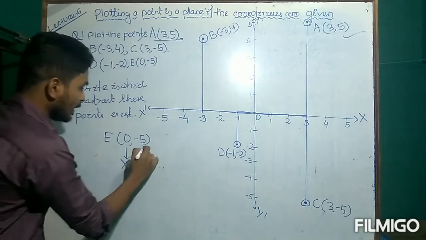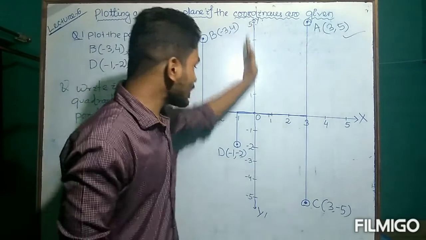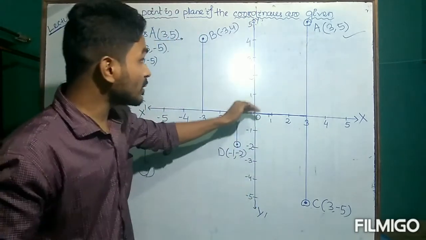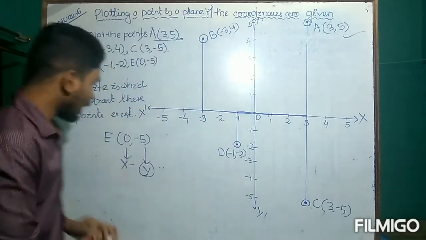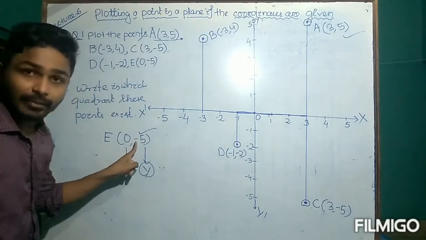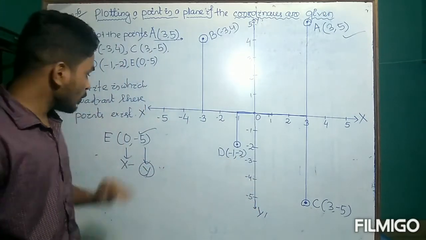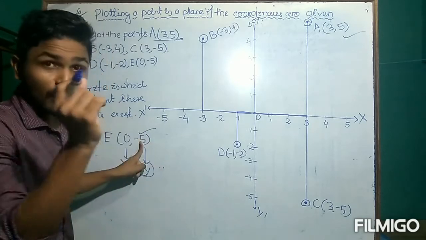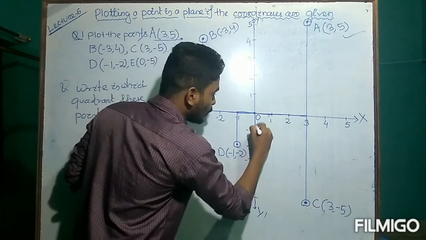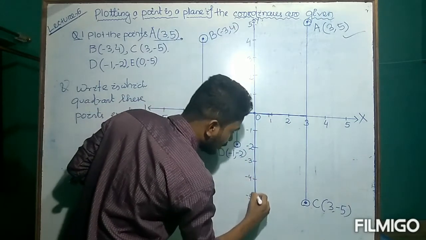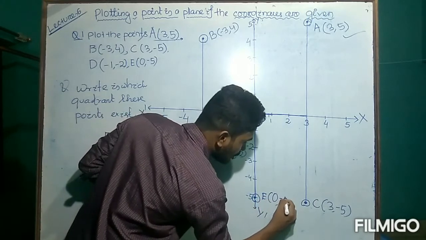Next, the y coordinate is -5. Though we know that it lies on the y-axis, we do not know whether it lies in the upward direction or towards the downward direction of the y-axis. So by seeing that the y coordinate has a negative value, that means the point should lie towards the negative direction of the y-axis, and you have to move up to 5 units in the negative direction. Okay. So 1, 2, 3, 4 and 5. And here is the point E (0, -5).